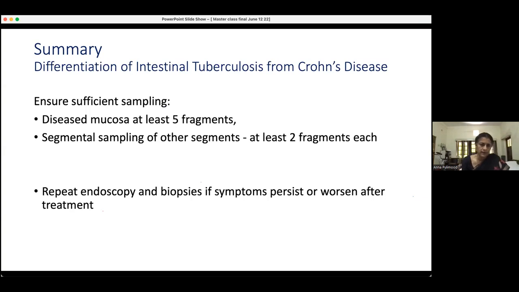To summarize, you have to sample the tissue adequately because we need at least 5 fragments to make sure that you get a granuloma in a case of TB. And you must segmentally sample all the other segments as well. Even if they're not involved, do take biopsies from all the other segments and submit them in separate bottles, because evaluating the location of granulomas and location of all the other changes helps to distinguish TB from Crohn's. And if you're not able to get a diagnosis, repeat endoscopy and biopsies, especially if symptoms persist or worsen with treatment.